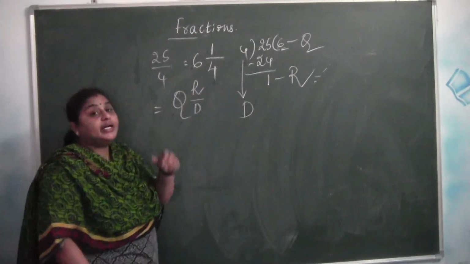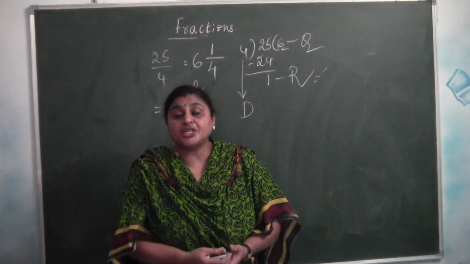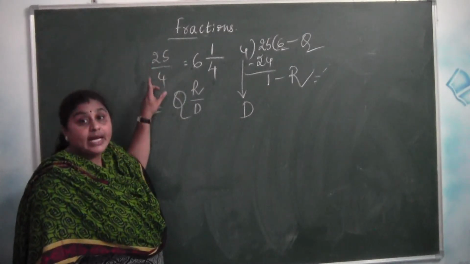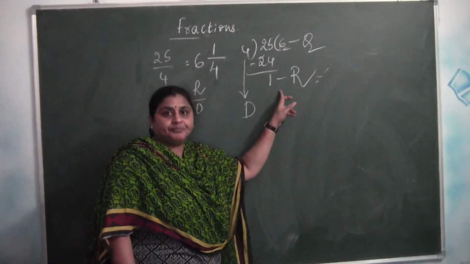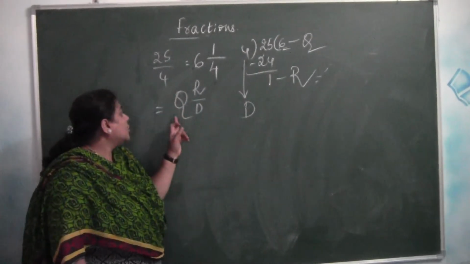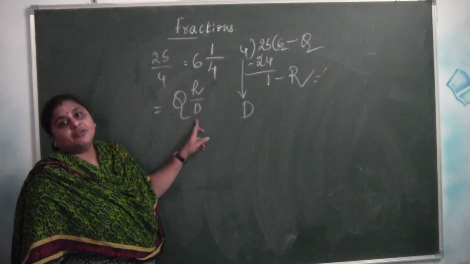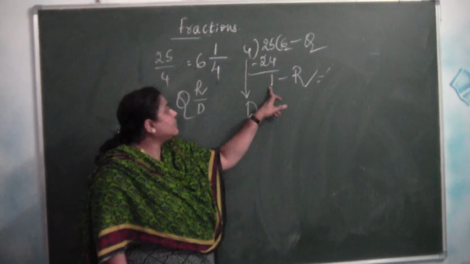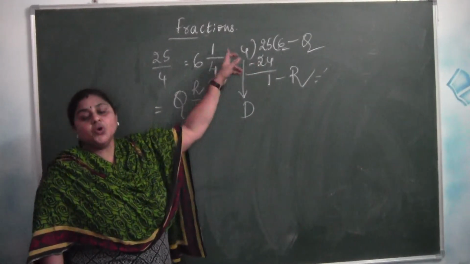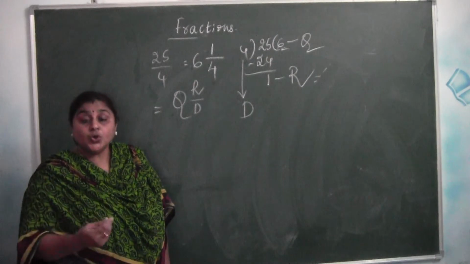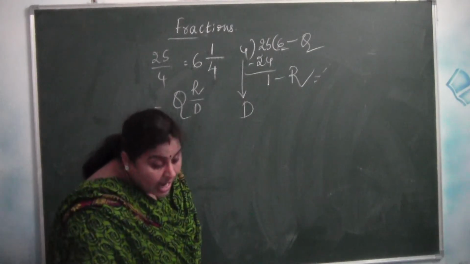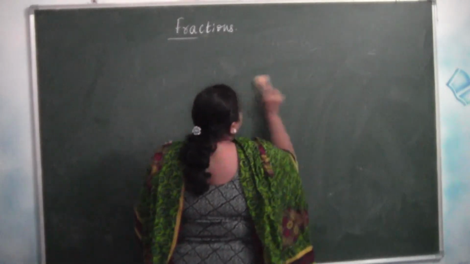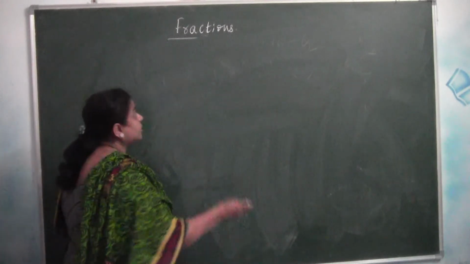So in order to convert improper fraction to a mixed fraction, what are you doing children? You are dividing the numerator with the denominator. After the division, what is the thing you are applying? Quotient, remainder by divisor. 6, 1 by 4. This is how you will convert an improper fraction to mixed fraction. Now let us learn how to convert a mixed fraction to improper fraction. This is very simple.